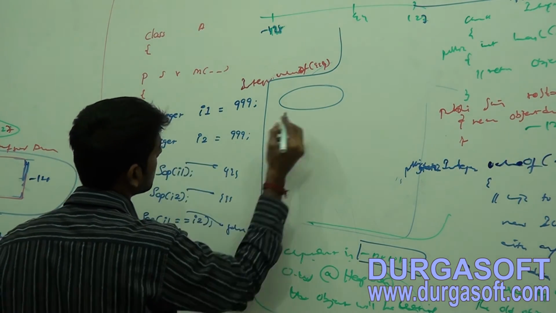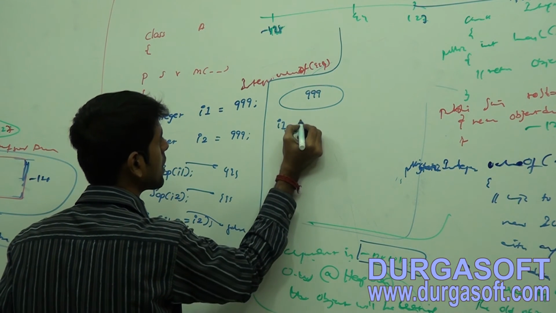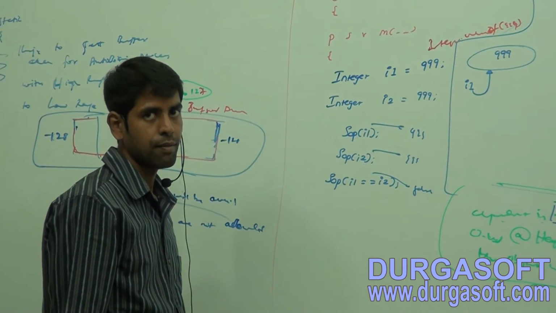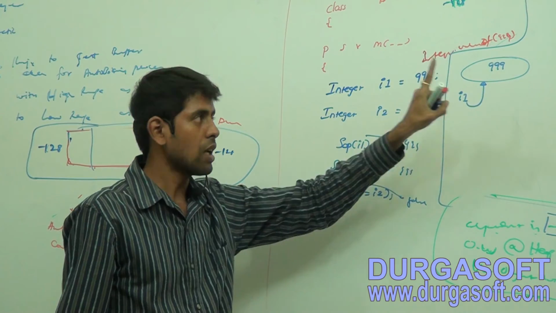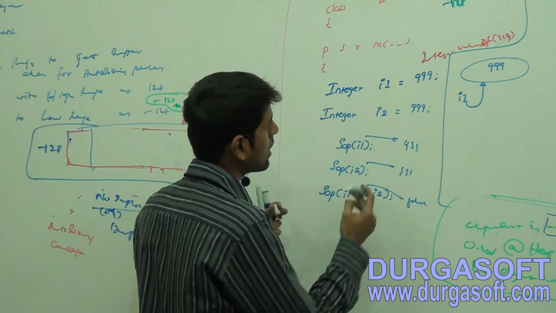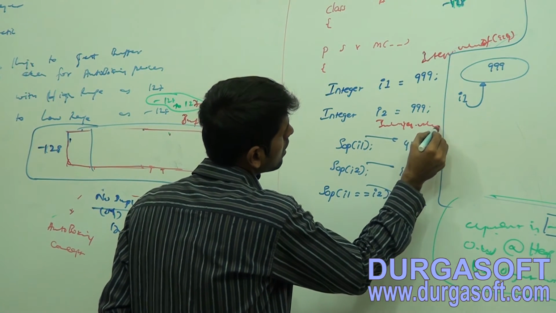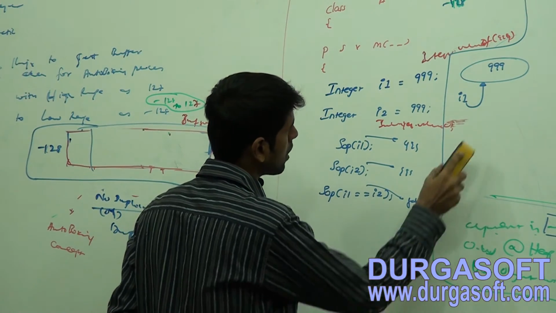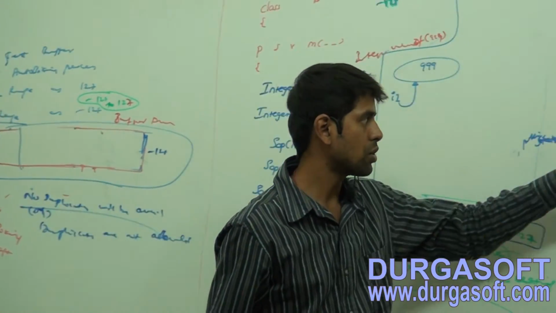Now here there will be a new object. What is that? Data as 999. Now i1 will be referring to this object. Now observe, this i1 is referring to this object. Once again, what happens here? What is the compiler generated code? Integer.valueOf(999). Now 999 will be substituted once again.